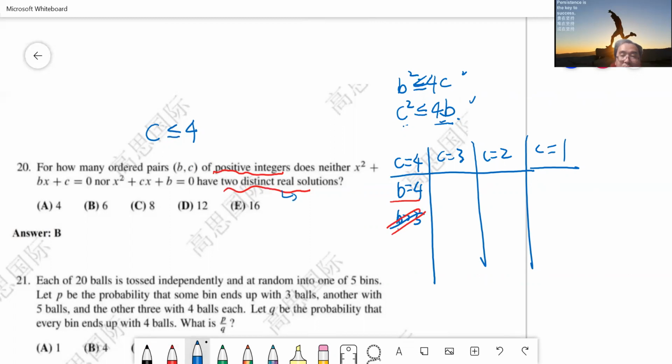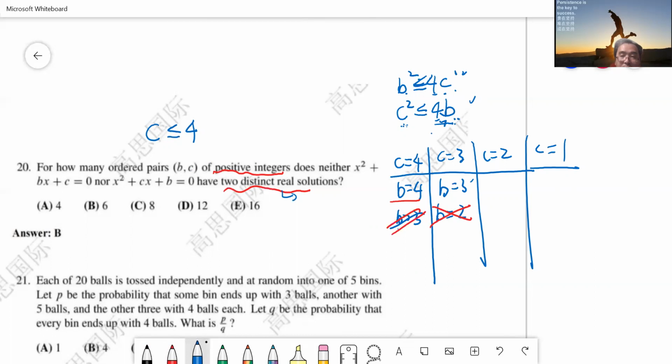So continue, we're going to look at c equal to 3. And of course, if b equal to 4, that's going to be the same situation, right? So then we're going to look at b equal to 3. Oh, this is smaller, right? That's 9 smaller than 4 times 3, that's 12. Both could work. So let's see what about b equal to 2. When we look at b equal to 2, is 9 smaller than 4 times 2? That's not true. So that's not good.